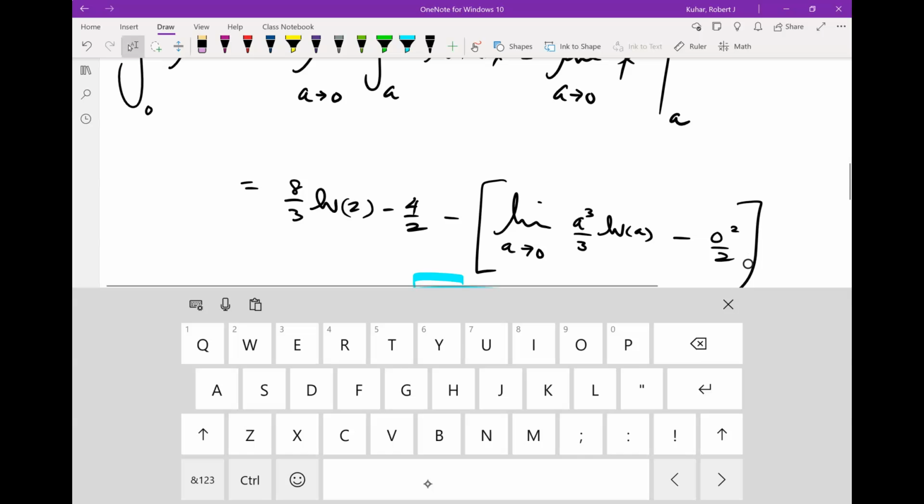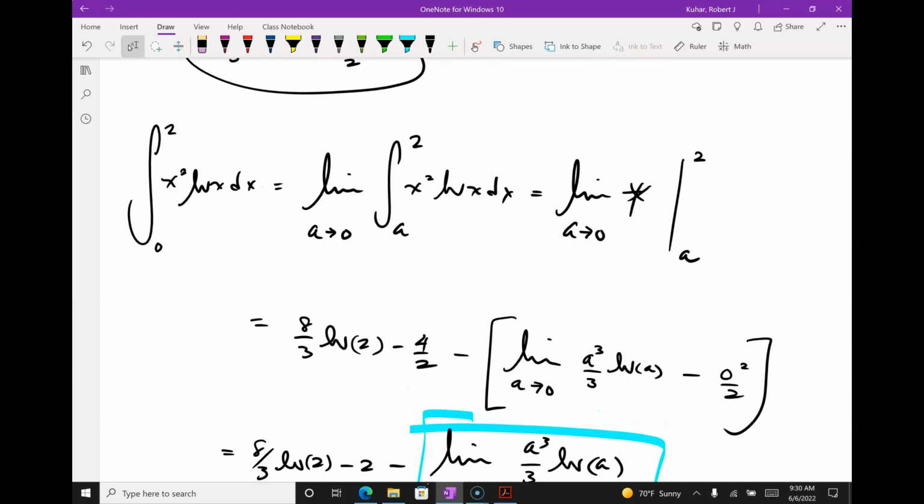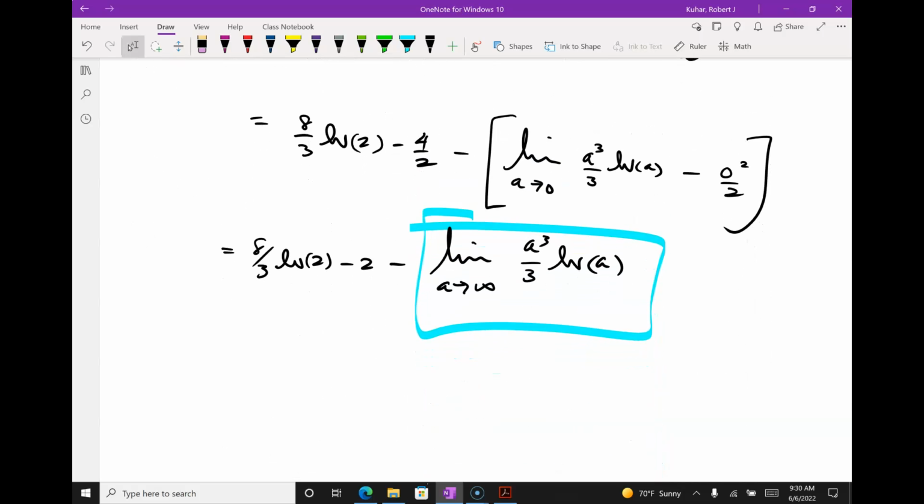So I know the issue is at 0, right? Of course, ln of 0 is trouble, right? So I rewrite the 0 as a and do the limit as a goes to 0. So when I finally get down to it, there's only one piece that I need the limit for.